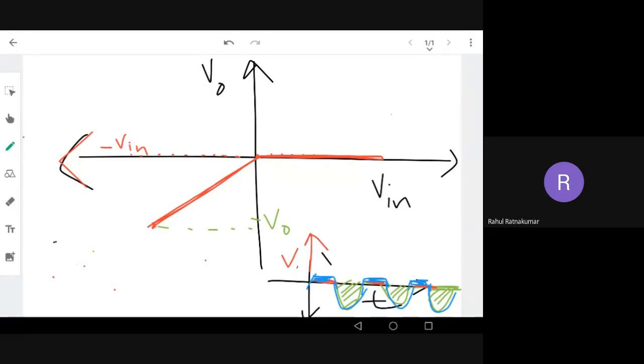Now the same question: in this circuit, can you draw I out versus V in? So what is the variation of I out? Is this clear? If anyone has any doubt, you can either put it in the chat, or unmute and ask.